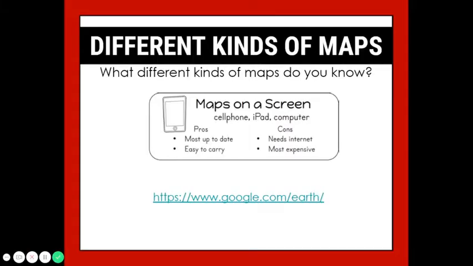The next kind of map that we're going to talk about is maps on a screen. So they might be on a cell phone, on an iPad, or on a computer. I bet a lot of you have seen your parents use maps on their phone in order to get them different places when they're driving.